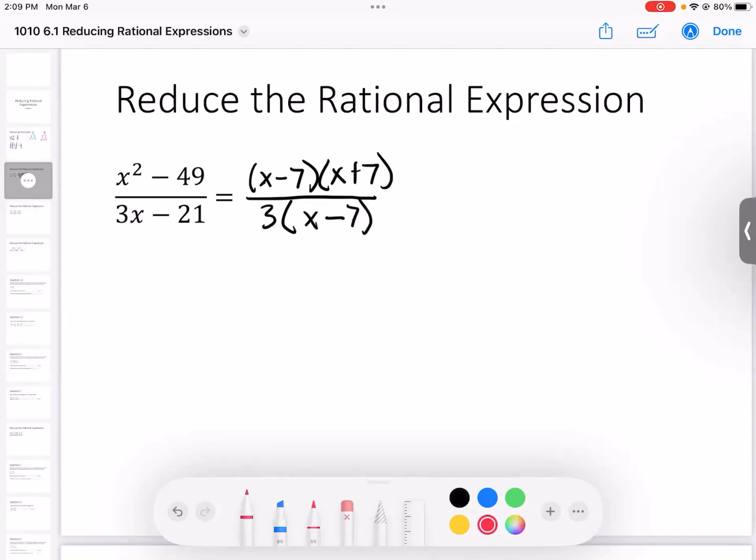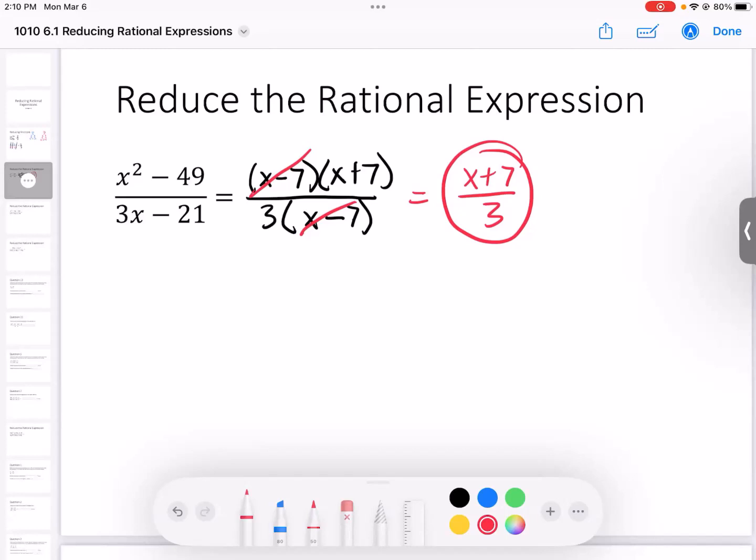And now that they're both in factored form, now I can cancel out the factors they have in common. So I'll cancel out the x minus 7, because x minus 7 divided by x minus 7 will equal 1. And the simplified version of this rational expression is x plus 7 over 3. So this is the reduced version of the rational expression. And if you were to graph this, like if you said y equals this and you graphed it on a coordinate plane, and then if you did y equals this and you graphed it, they would look like the exact same graph.